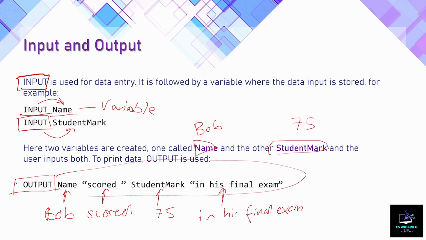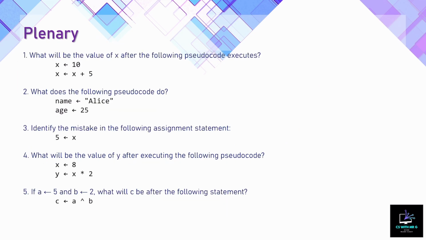And those who are familiar with programming will recognize this in terms of print statements, and input is the same word in most programming languages. But in terms of pseudocode, input and output are our keywords, and this is what they are used for. And as always, some questions for us to finish off. So if you want to, pause the video, give these questions a go, and then I will follow up with the solutions.